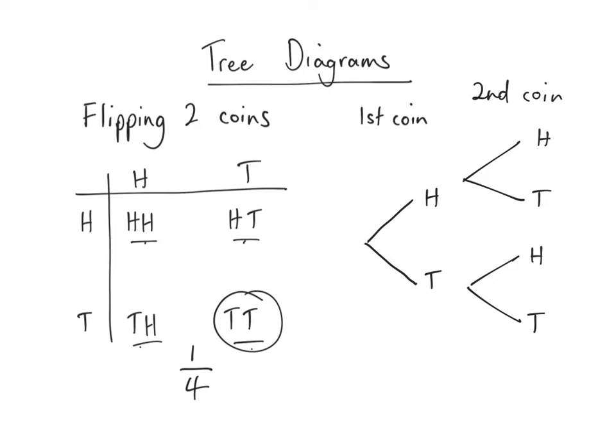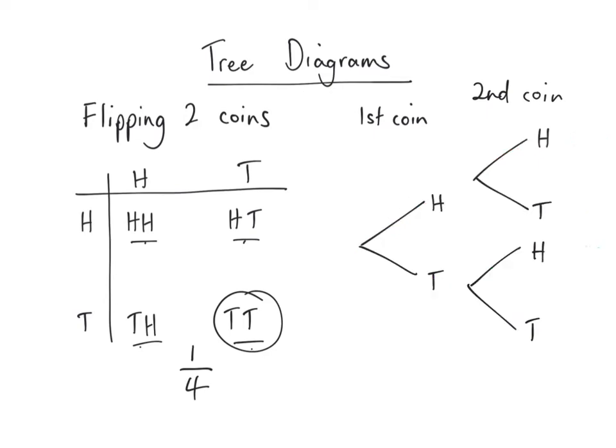So for instance, if I went along this pathway, the outcome would be heads, heads. If I went along this pathway, the outcome would be heads, tails. If I went along this pathway, the outcome would be tails, heads. And if I went along this pathway, the outcome would be tails, tails. It shows us all the different possible outcomes.